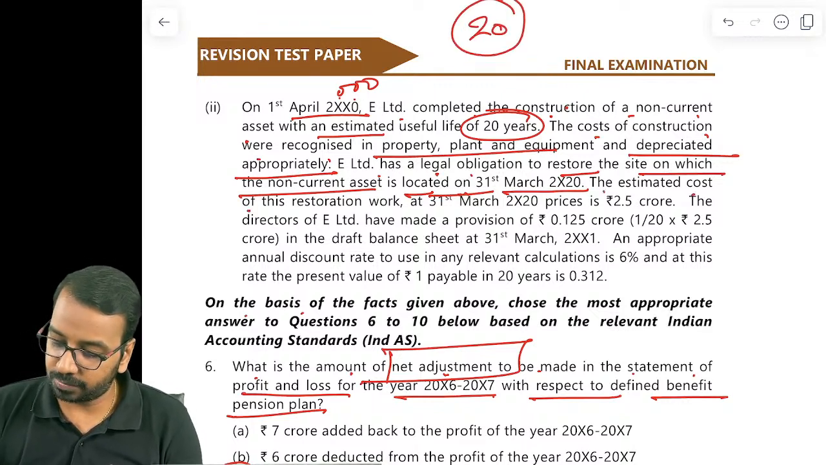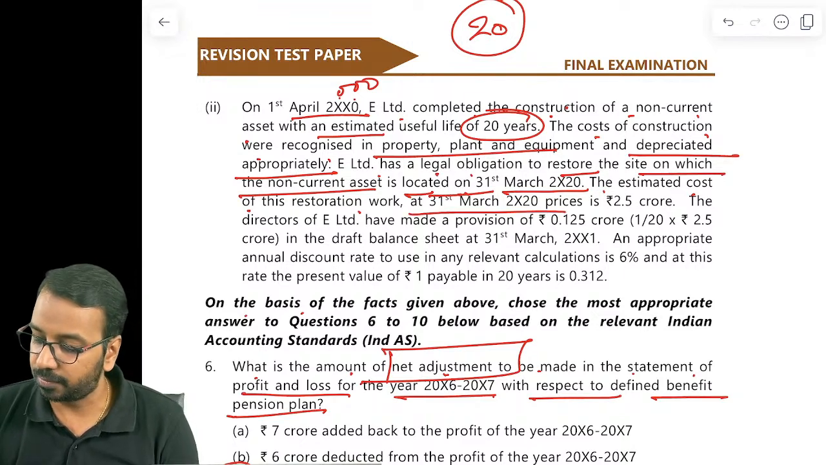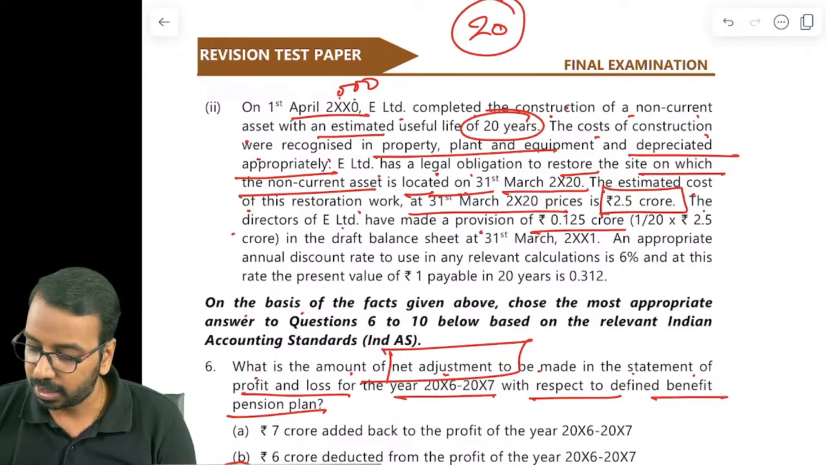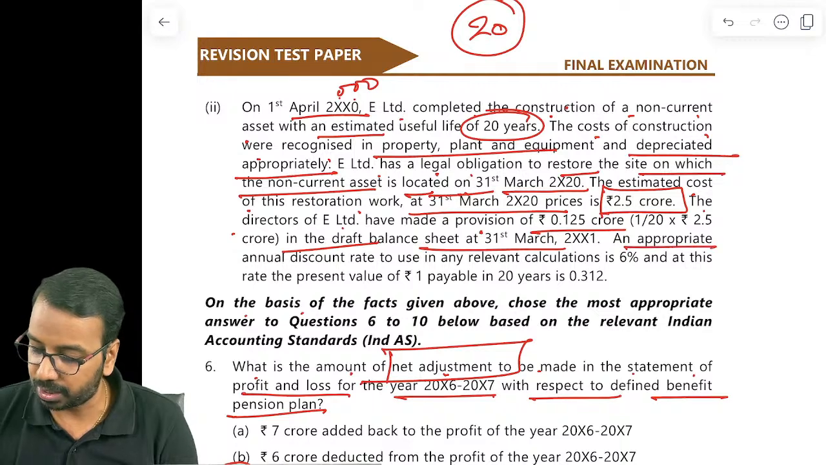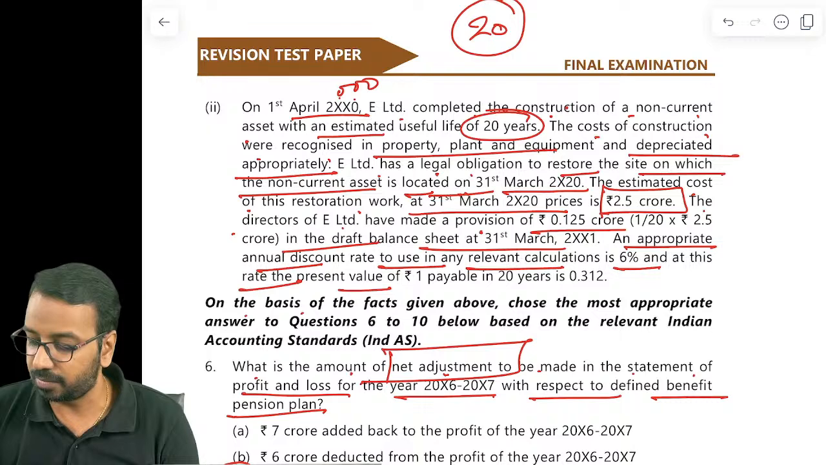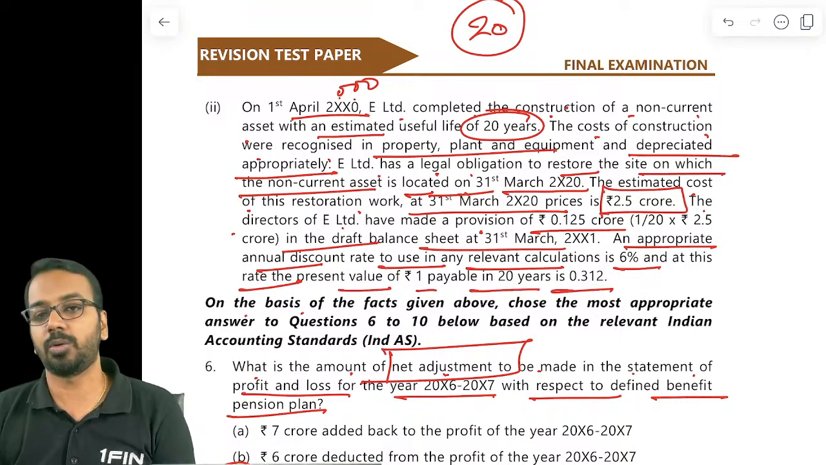The estimated cost of this restoration work at 31st March 2020 prices is 2.5 crores. The directors have made a provision of 0.125 crores in the draft balance sheet of 31st March. An appropriate annual discount rate to use in any relevant calculation is 6%, and at this rate the present value of one payable in 20 years is 0.312. So what should they have done?